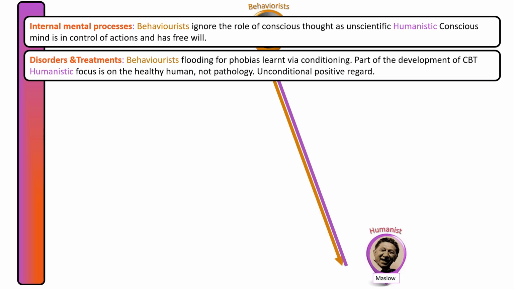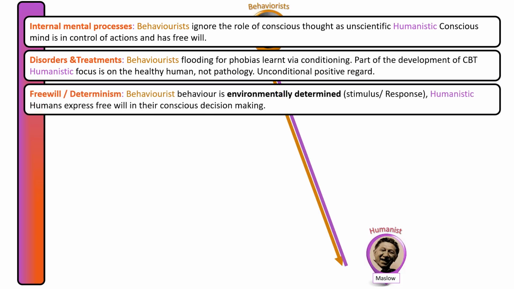When it comes to the free will determinism debate, behaviorists say that behaviour is completely environmentally determined. Behaviour is the result of a stimulus leading to a response. However, humanistic psychologists are fully down the free will side of the debate, and they're the only approach to do this. They say humans have got complete ability to express free will through their conscious decision making.